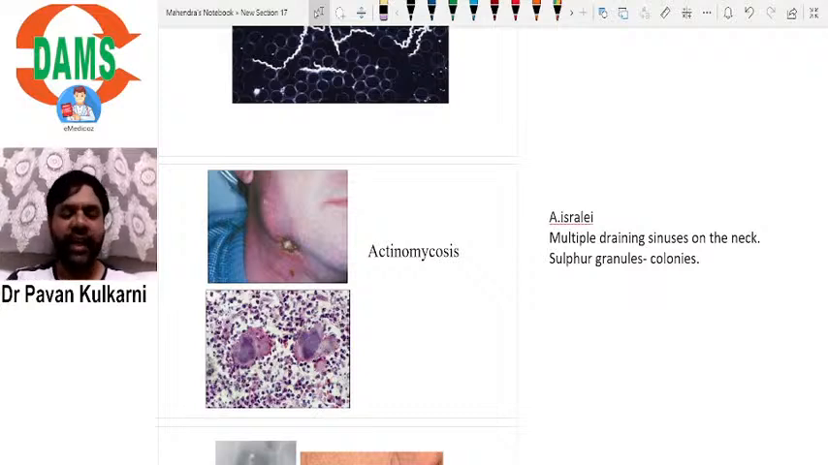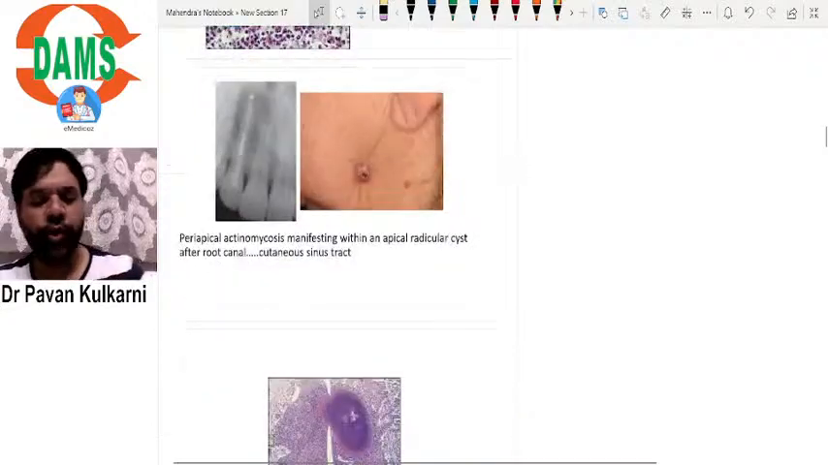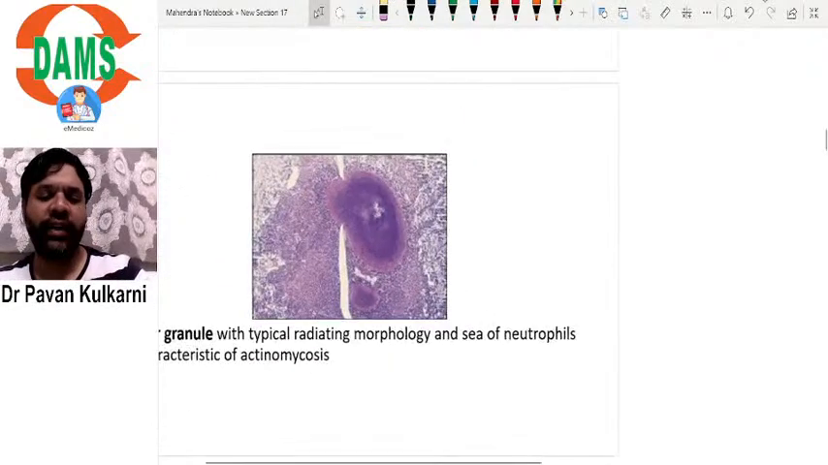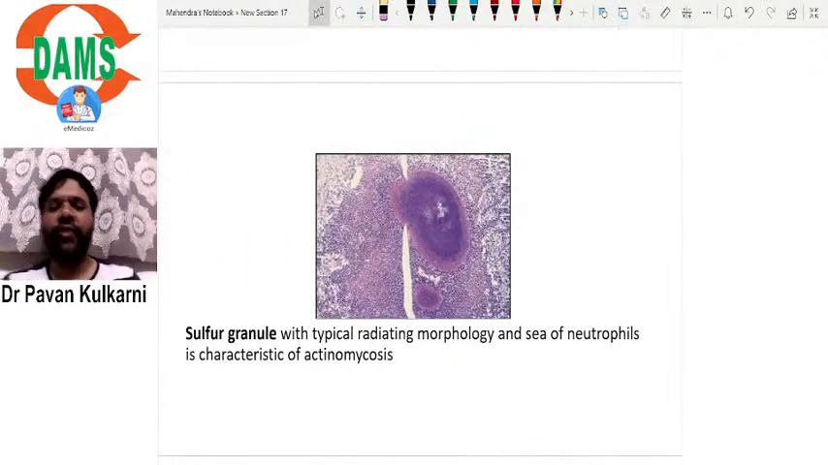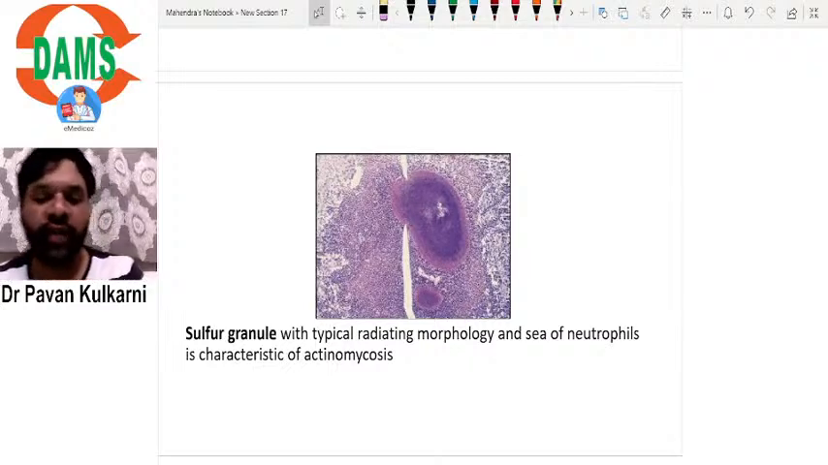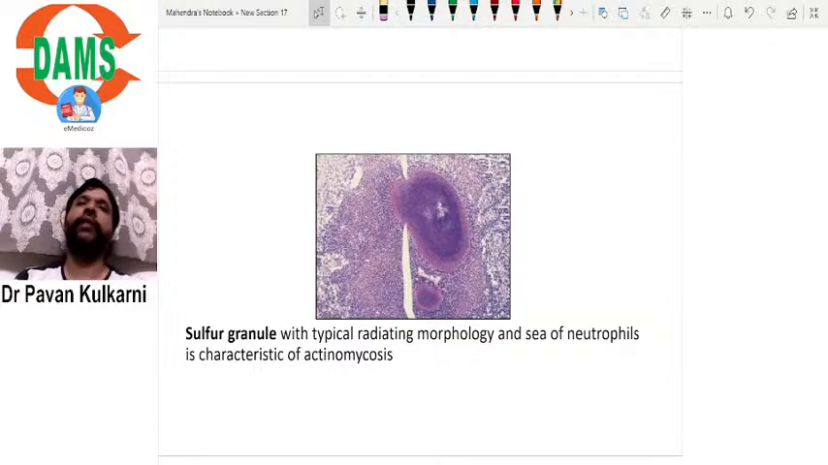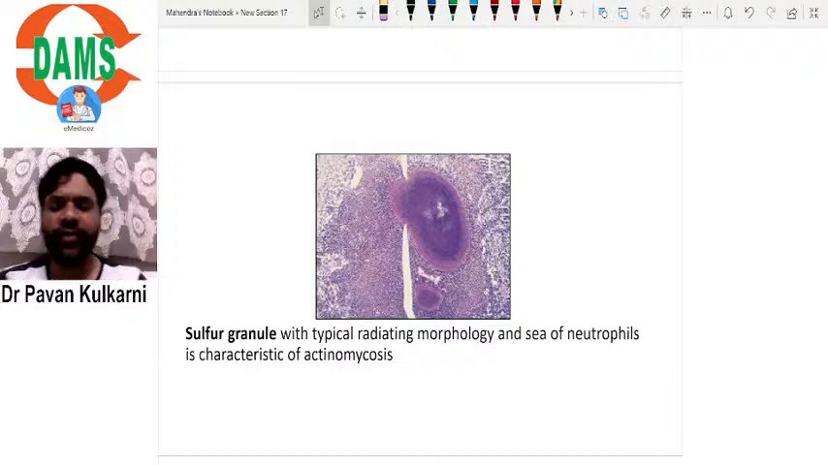So this is a very characteristic image I'll show you now. This is a sulfur granule, characteristically a sulfur granule. That one big thing is your sulfur granule. We have one more small sulfur granule. All those are nothing but your colonies of this bacteria. Okay, colonies of this bacteria.